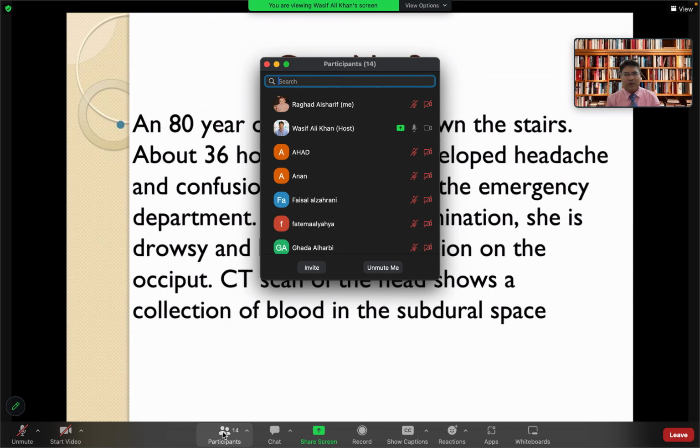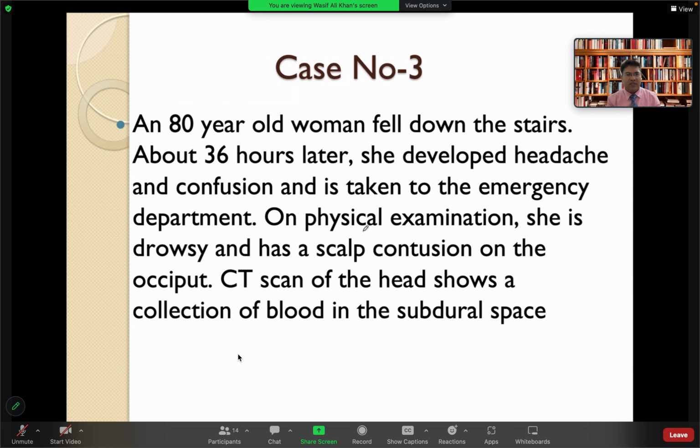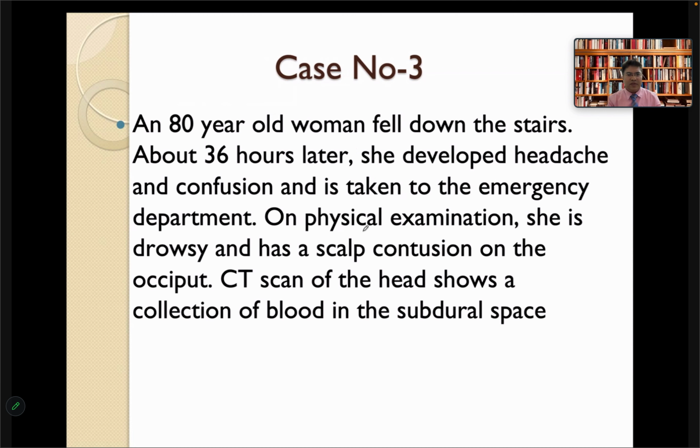An 80-year-old woman fell down the stairs. About 36 hours later, she developed headache and confusion and is taken to the emergency department. On physical examination, she is drowsy and has a scalp contusion on the occiput. CT scan of the head shows a collection of blood in the subdural space. So from the history, you get an idea that elderly female patient, she had a history of trauma, and because of which she developed collection of blood in the subdural space. So basically, she developed subdural hematoma or subdural hemorrhage.